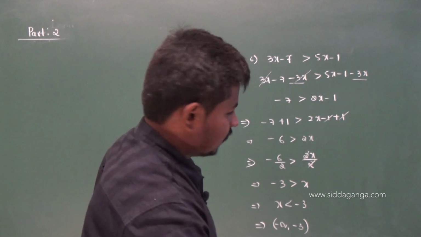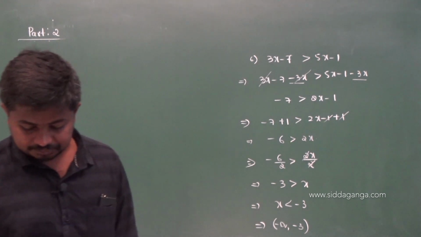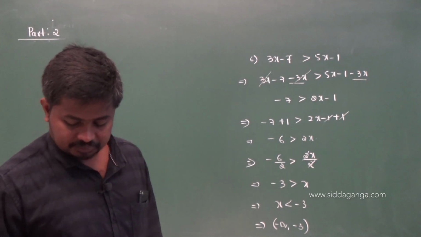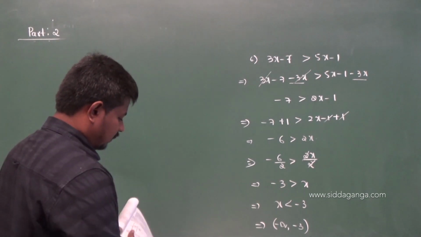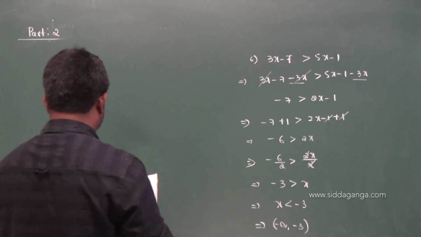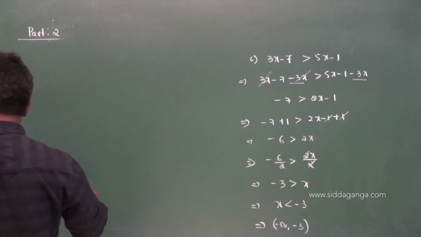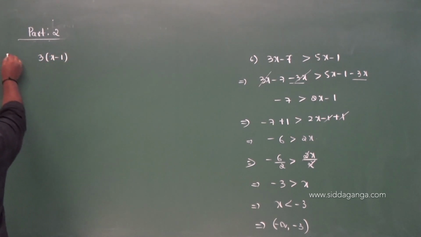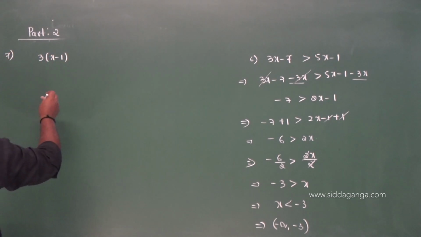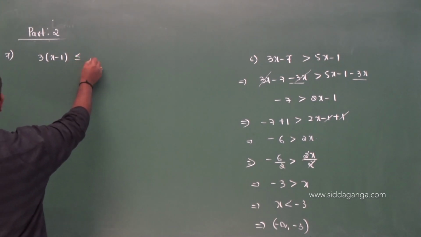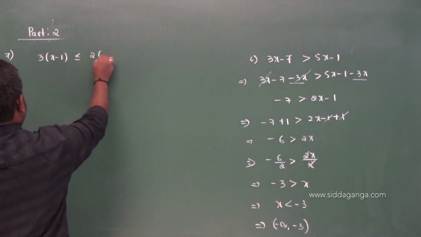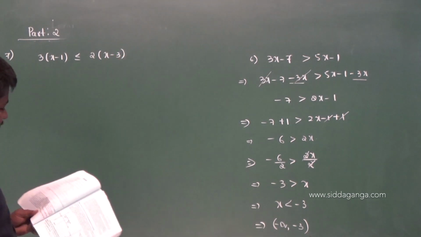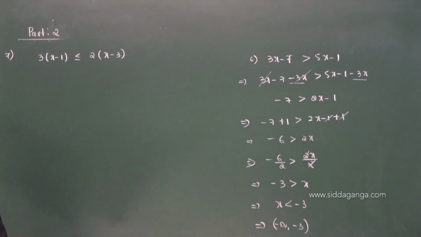Okay, let's move to the seventh question. 3 times of x minus 1 is less than or equal to 2 times of x minus 3.